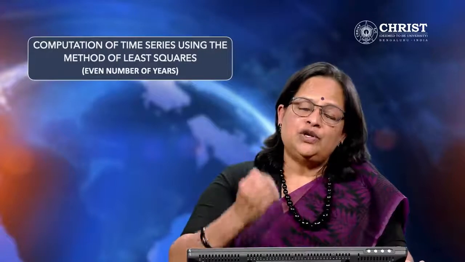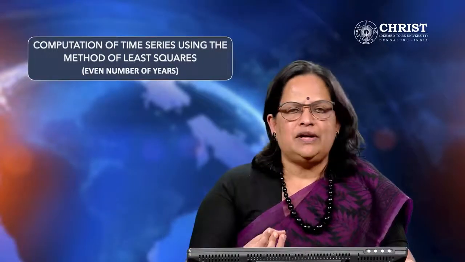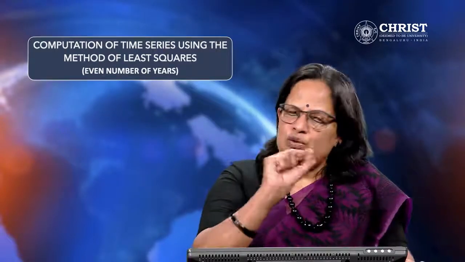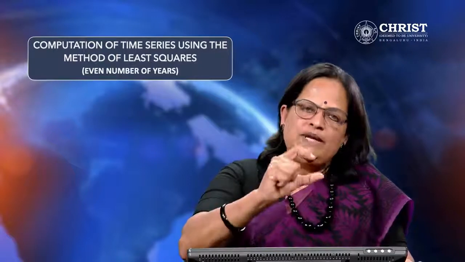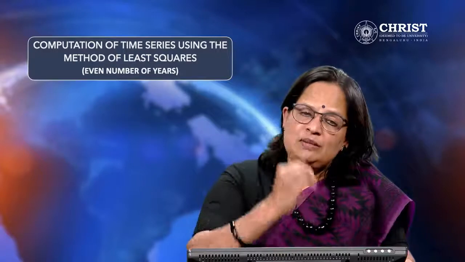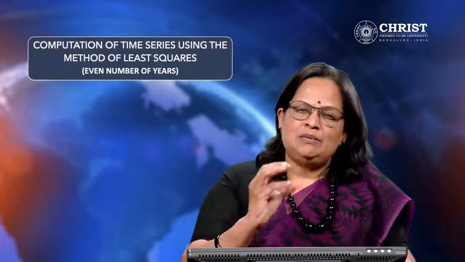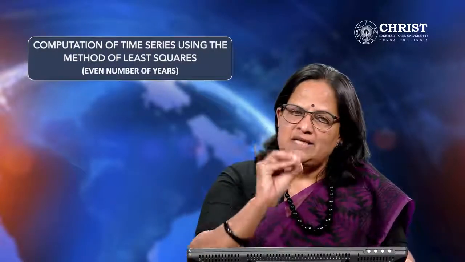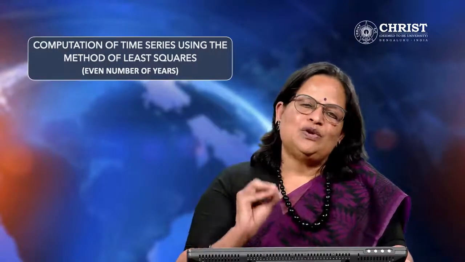So this is what I want to explain with this module. You should remember that computation is different if it's an odd number of years and an even number of years. Odd number of years, you can identify the middle year. There is no extra computation. But if it's an even number of years, take the two middle years, add them and divide by 2. So that will be the year from which you have to take the deviations. So please remember, this odd number of years and even number of years will make a slight change in the computation. Thank you.